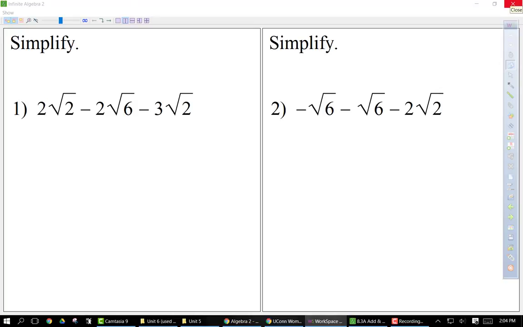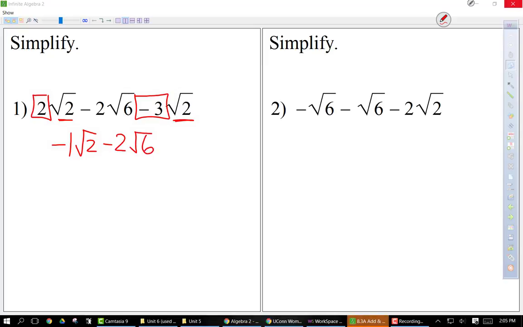So first, up here: if I look, this 2 and this 2 are exactly the same. So I take the coefficients and I combine them. So that's a -1 square root of 2 minus 2 square root of 6. You're like, what? That's it? Yeah, that's it. I can't do anything with the 6. I can't even break it down because 6 is 2 times 3, and I can't take anything out, so it has to stay there. So that's your answer, ladies and gentlemen.